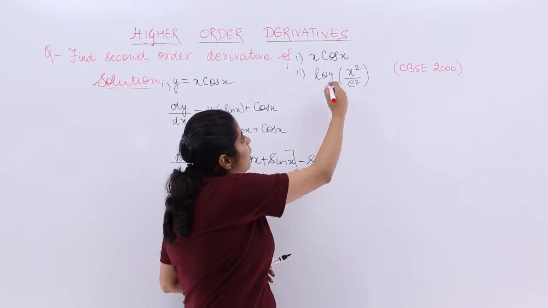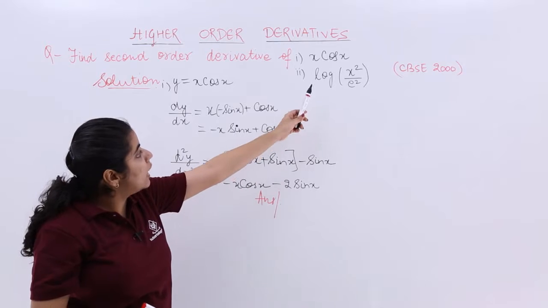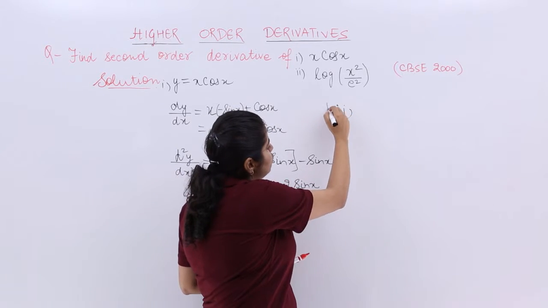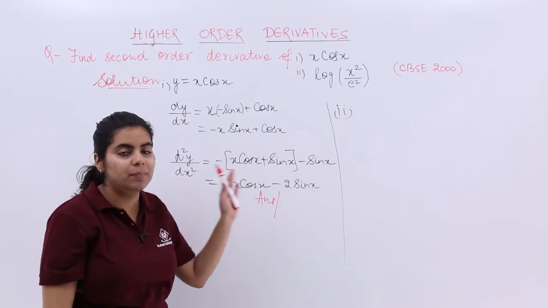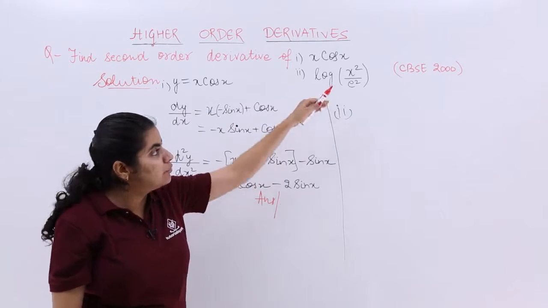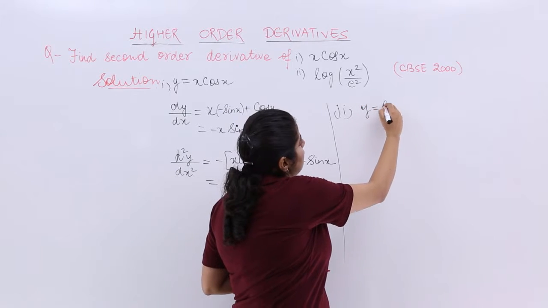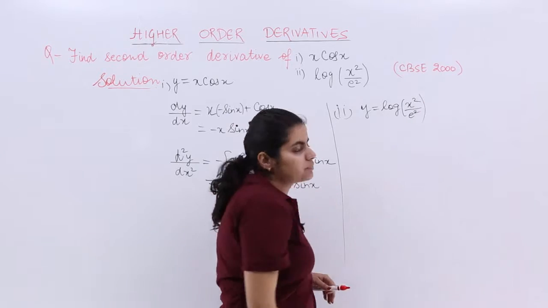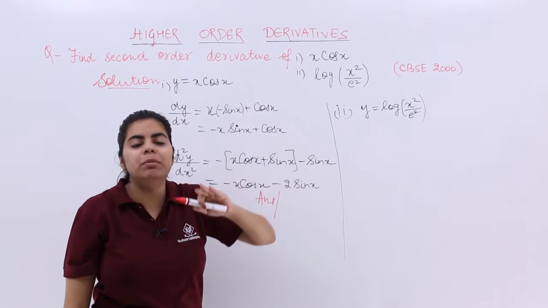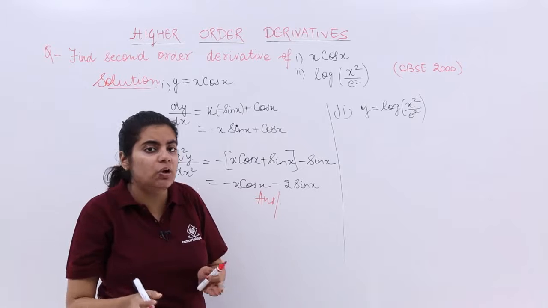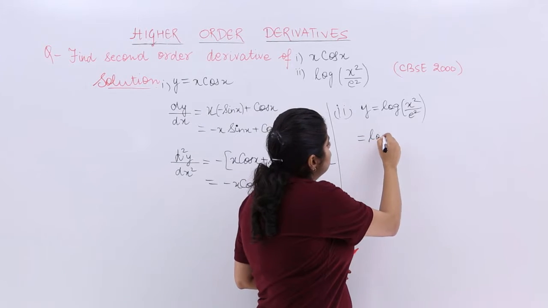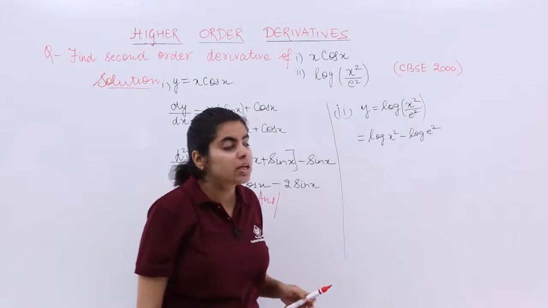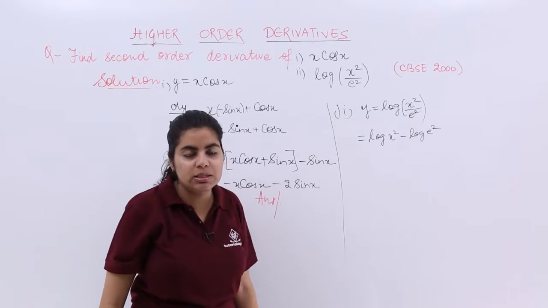The second part is about log. It is log of x square upon e square. Let's give the heading second part. We are doing the solution of the second part. Let's make a line for separating the first and the second. Now let y be equal to the given function, log of x square upon e square. Now you know one thing, log m upon n is equal to log m minus log n. So we can make the question something like this: log x square minus log e square.